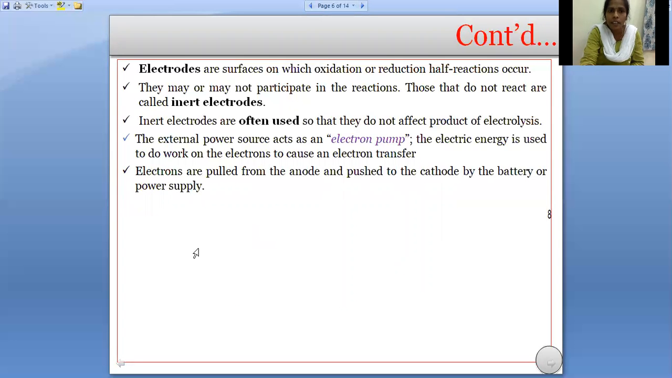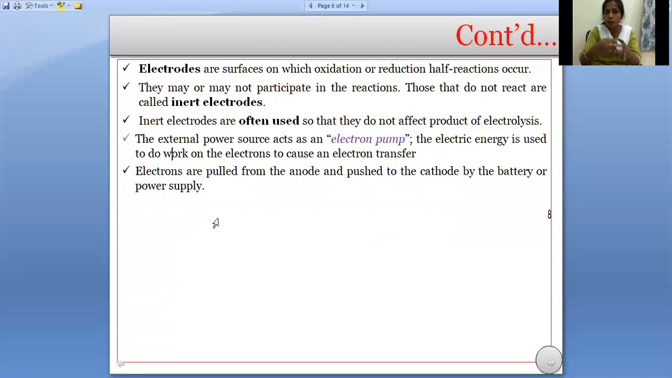The external power source acts as the electronic pump. The electrical energy is used to do work on the electrons to cause an electron transfer. So here, due to supplying electricity, electrons are transferred from one ion to another ion. Electrons are pulled from the anode and pushed to the cathode.